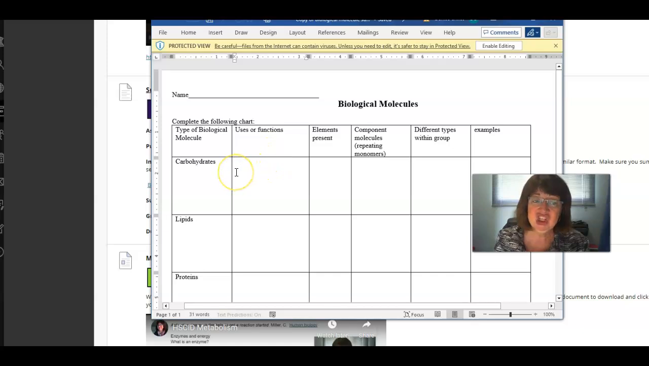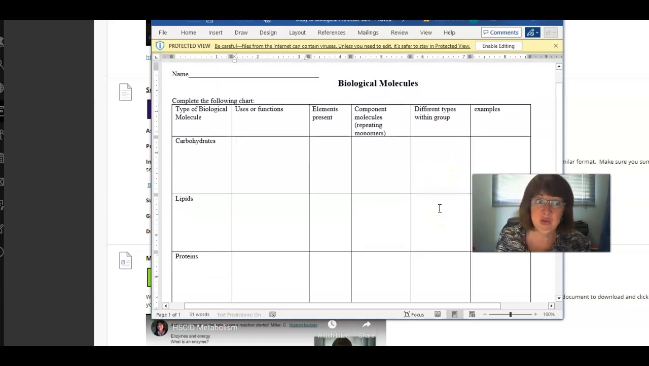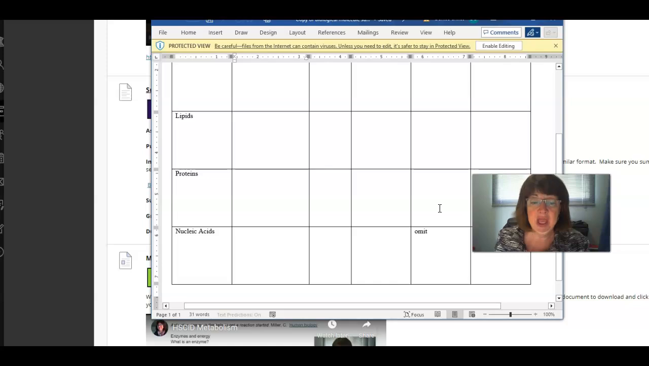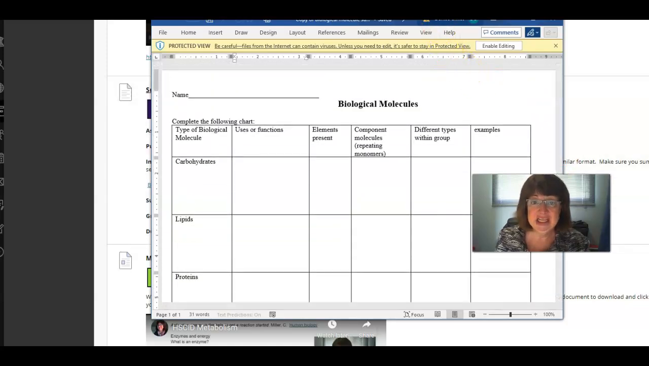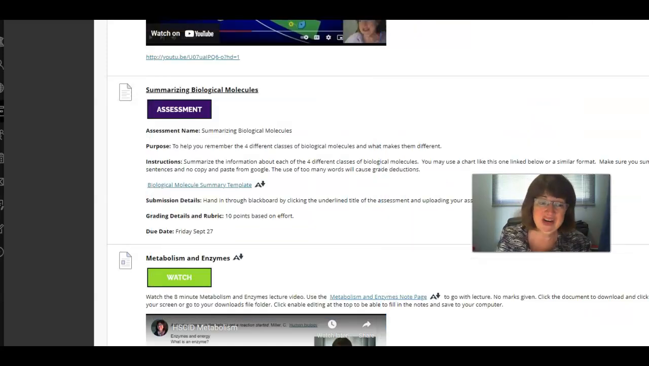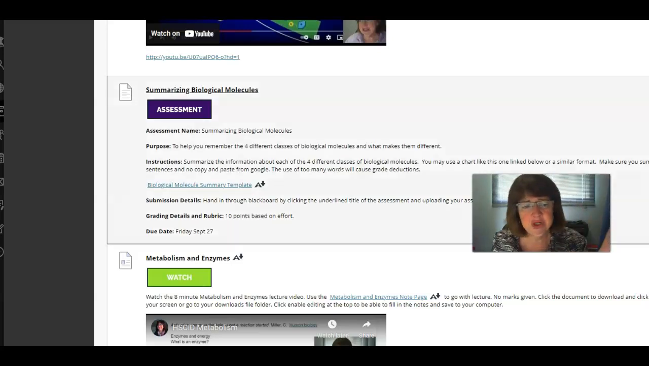So we're looking at the structures, the uses and functions of them, what elements are present. Then there's something called a monomer, which is a repeating unit that makes up the polymer, which is the big one. What is the repeating unit? And any notes. This is different types within the group. These are sort of like general notes about them. And then this is for points. It's more of an effort mark, but make sure you only put 1 to 5 words per.